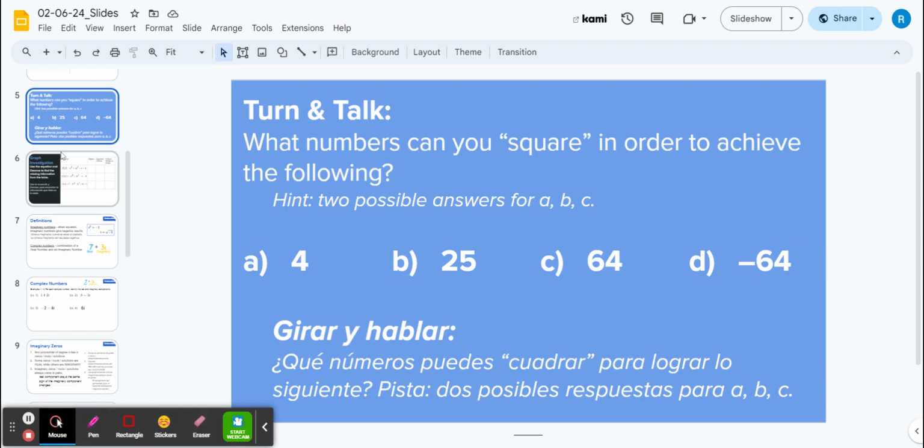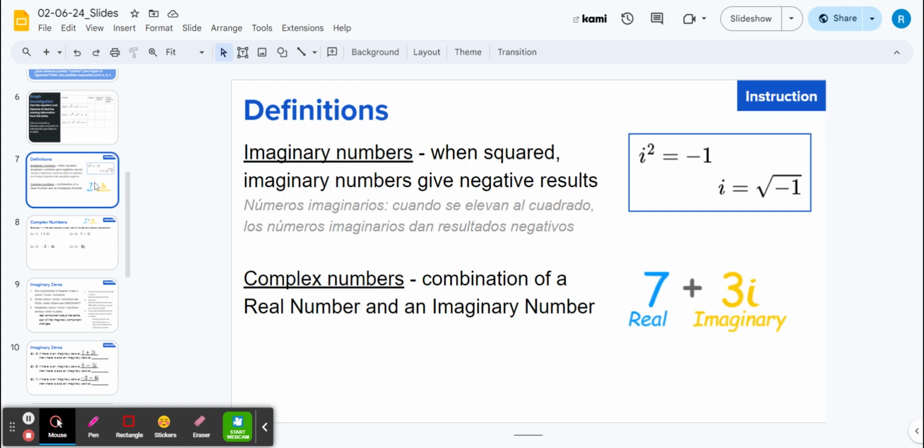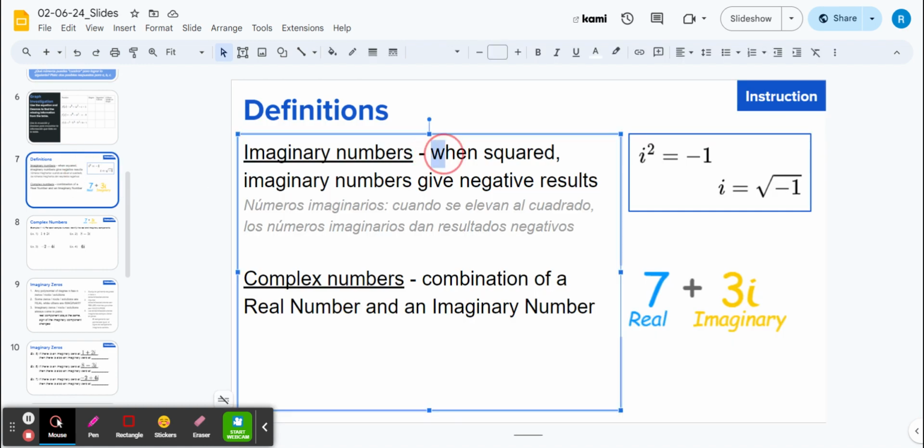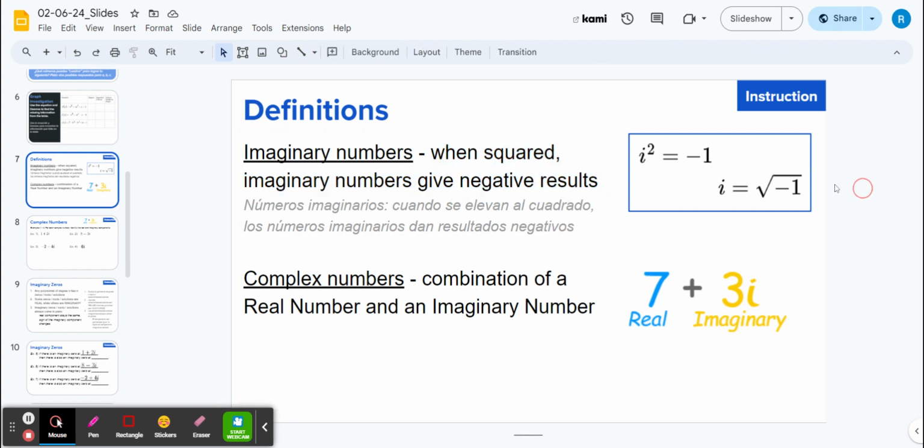And this is where we're going to go into our notes here. So a couple of definitions to get down. First is imaginary numbers. Basically, when squared, these are going to give negative results. If you notice, the imaginary number i here is defined as i squared equals negative 1, and i equals the square root of negative 1.